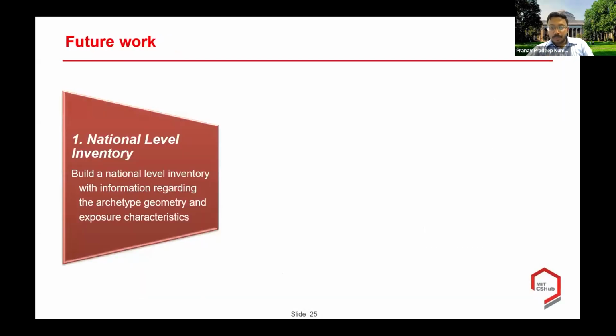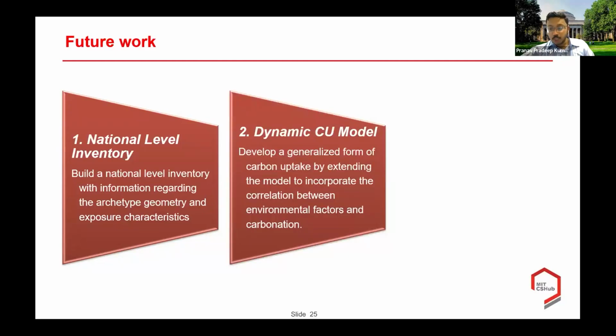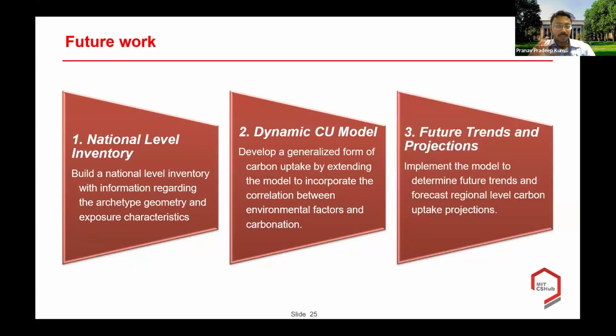And moving forward, our aim here is to build a national level inventory for selected regions with input information regarding the typical archetype geometry, as well as exposure characteristics. Then to develop a dynamic carbon uptake model to incorporate the interaction between the environment and carbonation, and finally implement the model to determine future trends and forecast regional level of carbon uptake projections.